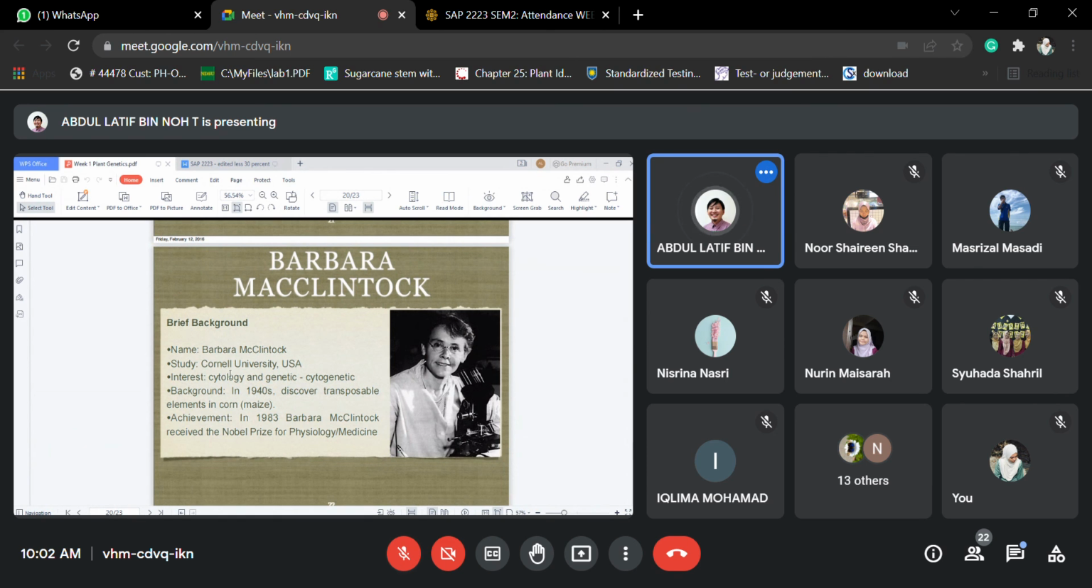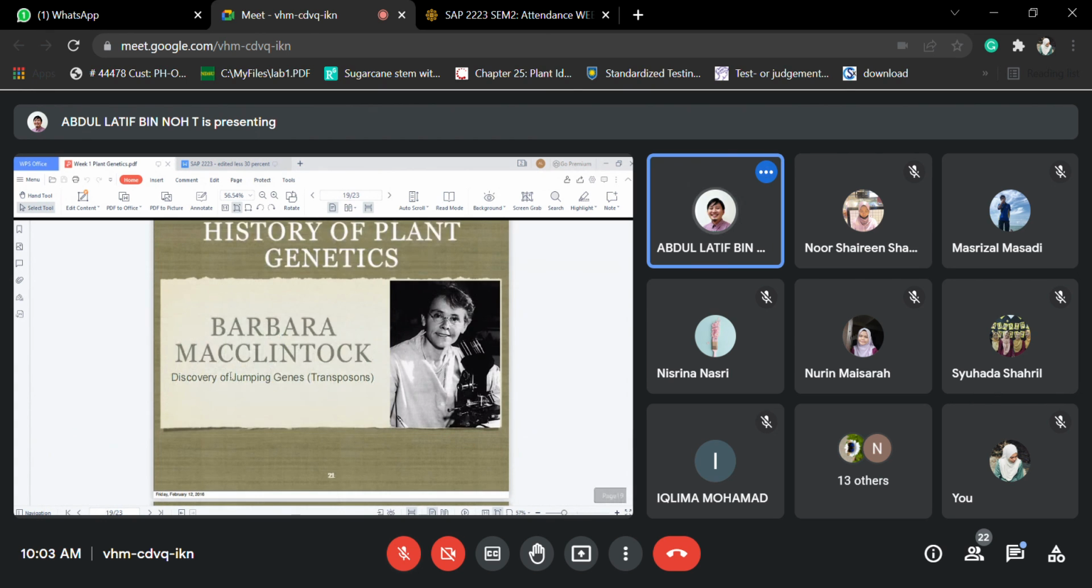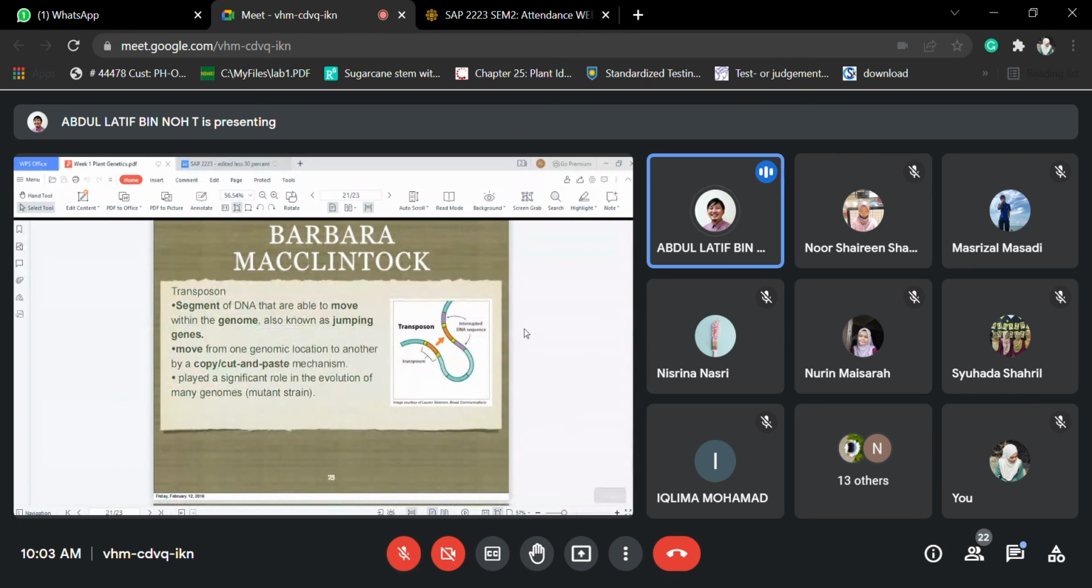Right, this is Barbara McClintock, studying at Cornell University. Interest in cytology and genetics, we call it cytogenetics, similar to Dr. Razik as well, right? In the 1940s she discovered the transposable element in corn. She received the Nobel Prize in Physiology and Medicine. She discovered jumping genes, genes yang boleh melompat from one side to another side. This is just an introduction lah. Transposon is a segment of DNA that is able to move within the genome, known as jumping genes, moving from one genomic location to another through copy and paste ataupun cut and paste. Dia akan melompat from here to here, from here to here as well, and plays a significant role in the evolution of many genomes atau mutant strains.